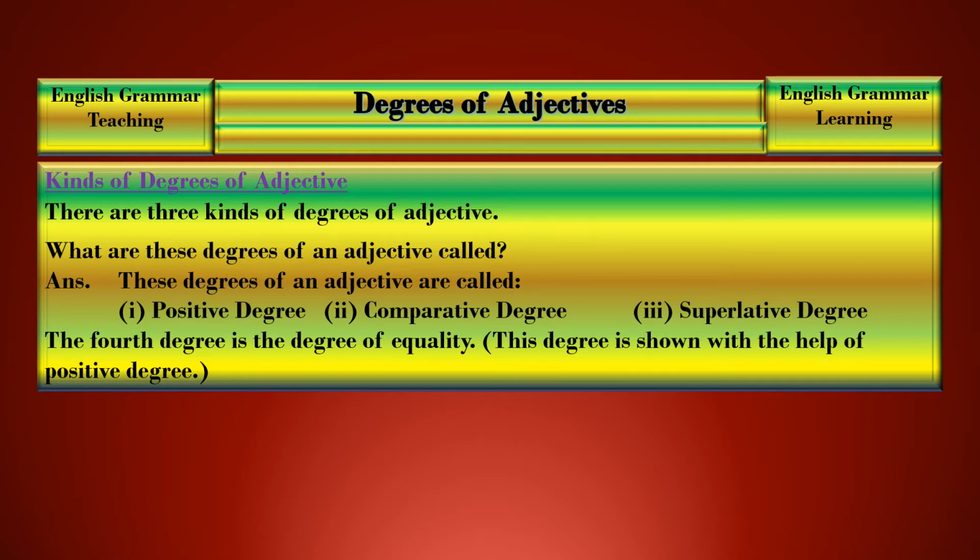Kinds of degrees of adjectives. There are 3 kinds of degrees of adjective: positive degree, comparative degree, and superlative degree. The 4th degree is the degree of equality. This degree is shown with the help of positive degrees.